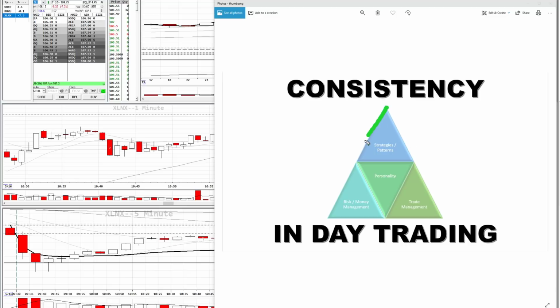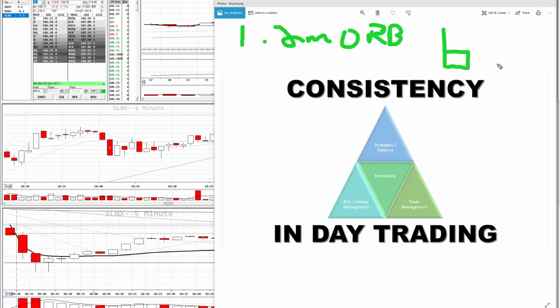And let's focus in on strategies and patterns, right? So most of you guys know I trade a very small amount of patterns. I trade 2-minute ORBs, right? Often you'll see these are kind of just flags off the 1-minute chart. It's either a bear flag or a bull flag. Big candle, then I have a small candle, and then the continuation, right?